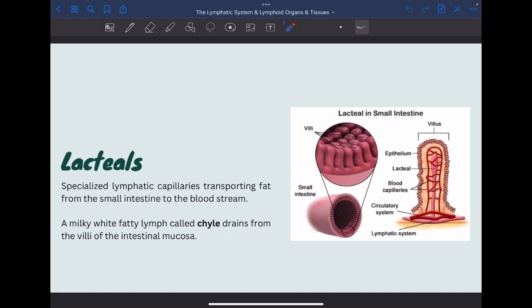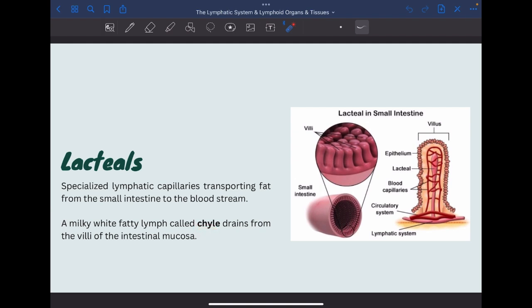Something worth mentioning with regards to the lymphatic capillaries is that we have a specialized type called lacteals. These lacteals are just capillaries that pick up milky white fatty lymph, and we call this specific type of lymph chyle. Again, lymph is the interstitial fluid that was leaking outside and was put inside the lymph capillaries.